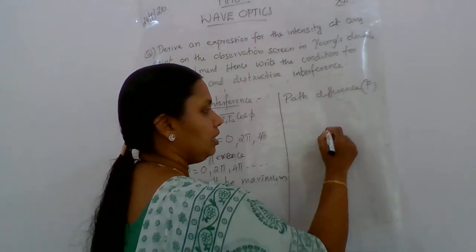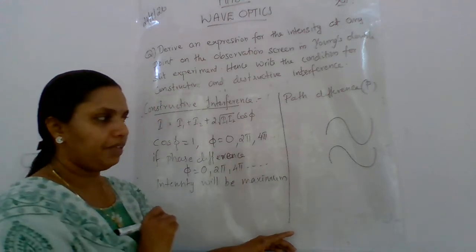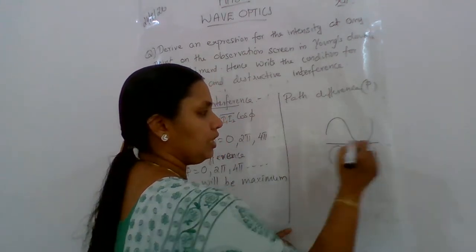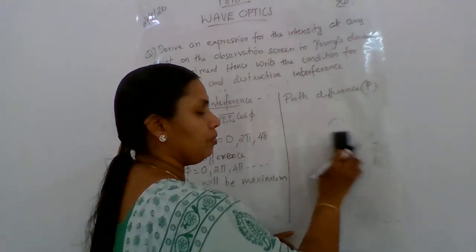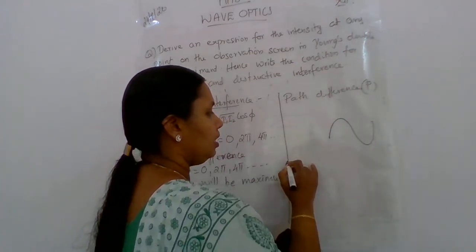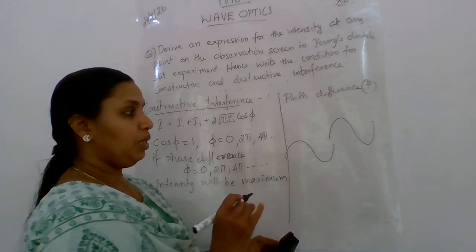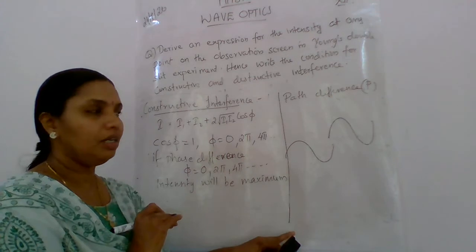So this is the first wave and this is the second wave. Is there any path difference? No, there is no path difference. The distance traveled is the same, that is lambda. Both are lambda. Path difference is measured in terms of the wavelength. So what is the distance between the initial points of the two waves? That is known as the path difference.